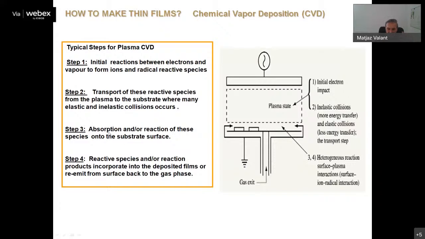During the adsorption, the structure is slowly built up. And further, when we are transporting more and more of these reactive species onto the substrate, we are incorporating more atoms into the initial film and building up the surface that we want to obtain.